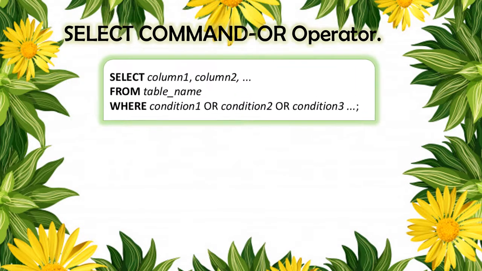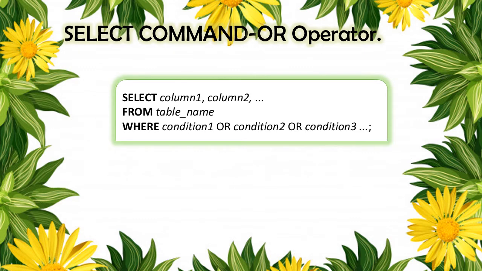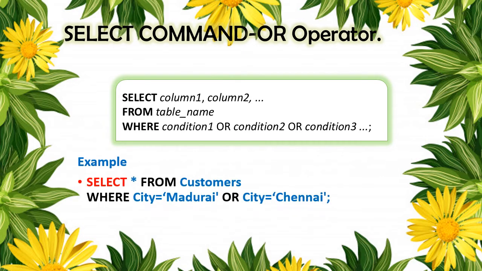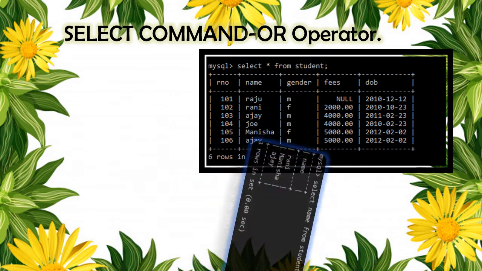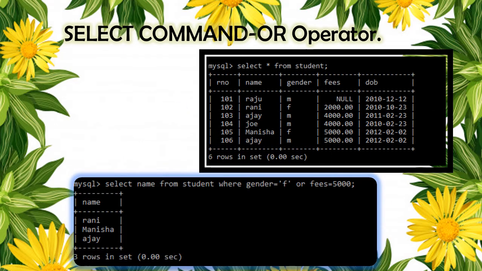And the or operator. With the and operator, all the conditions must be satisfied, then only the columns will be selected. With or, if any one condition is satisfied, we can retrieve the data from the table. See here, selecting the customer details of those who are in either Madurai city or Chennai city. See here, from the student table, either gender is female or fee is equal to 5,000. Those students' names are selected.